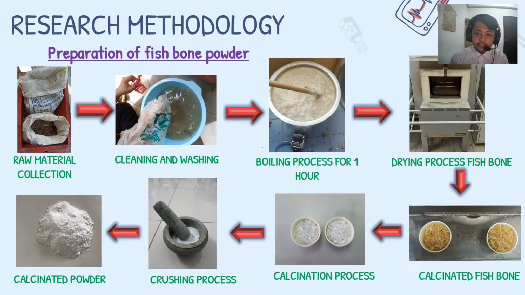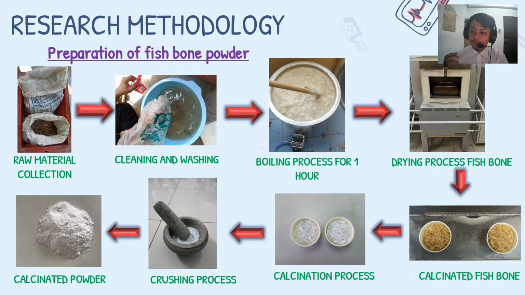For research methodology, the preparation of fish bone powder. The raw material was obtained from Platinum Marine Product Lumut in Perak, Malaysia. After that, the fish bone was cleaned and washed with tap water to remove flesh, blood, and skin. Then proceed with boiling for 1 hour to remove excessive protein, lipids, oil, and other organic contamination.